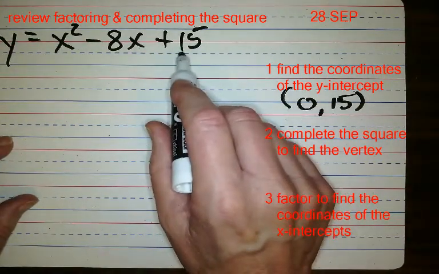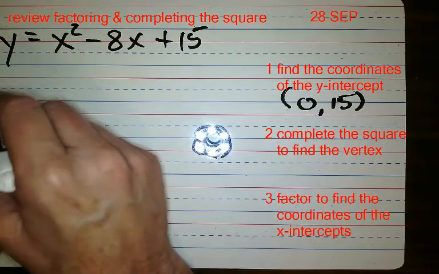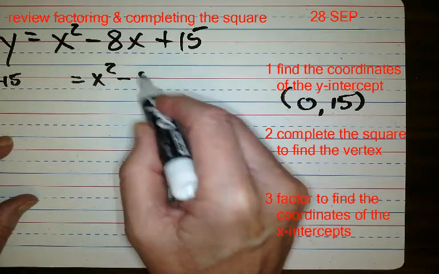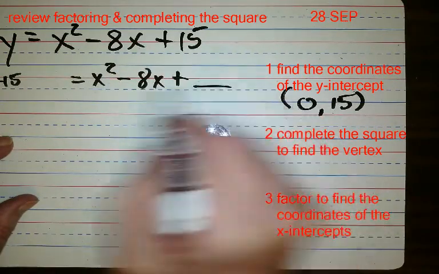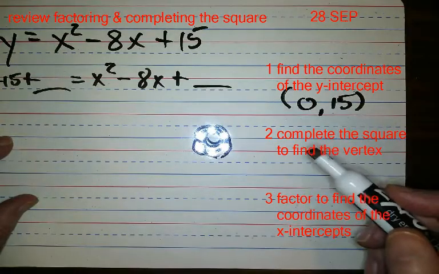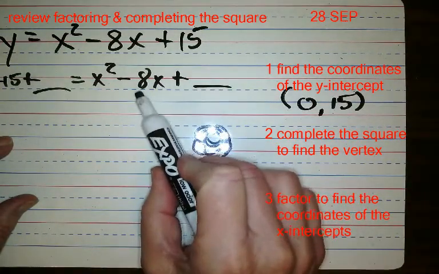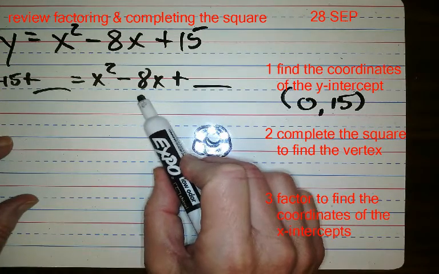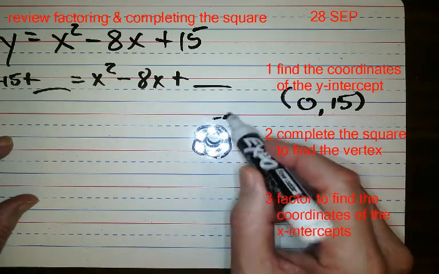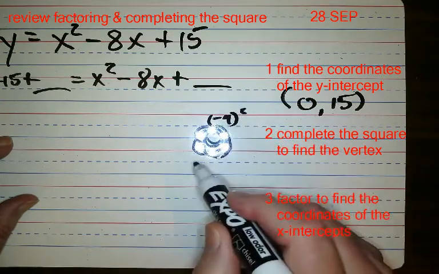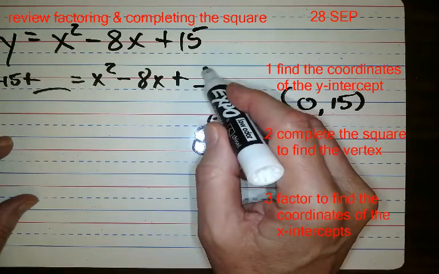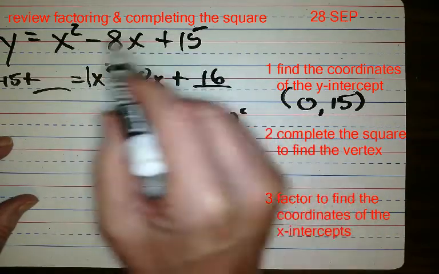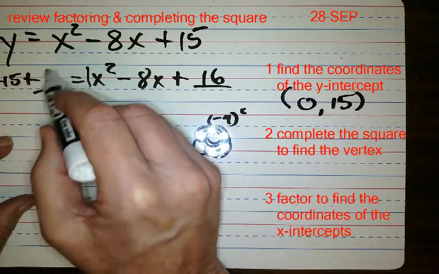Now remember, the way we complete the square, we subtract the 15, and then we get the x's all by themselves over here. That's the whole idea. Then we have to take half of the middle and square it. So half of the middle is -4. Negative times negative is positive 16. So 16 goes here. And remember, if there was a number in front, you'd do 16 times that number. Well, 16 times 1 is 16.